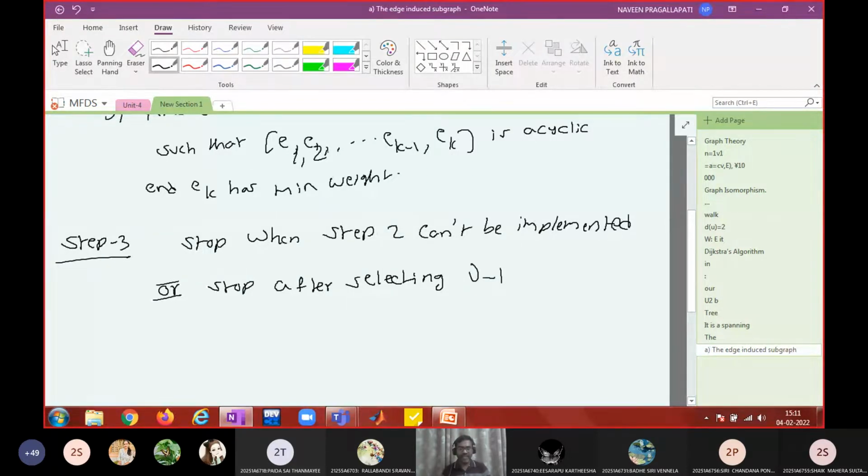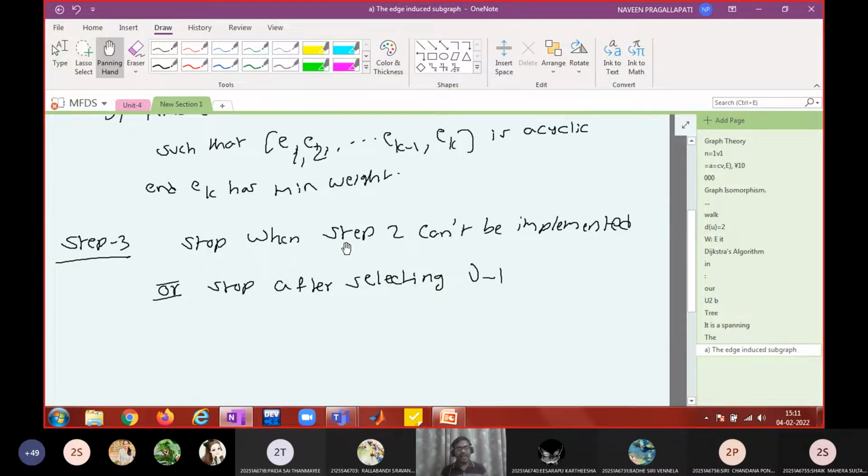So if you cannot implement further, that is possible only for a general graph. If it is a connected graph, you will stop the criteria only with this. Definitely, because every connected graph is going to have a spanning tree.